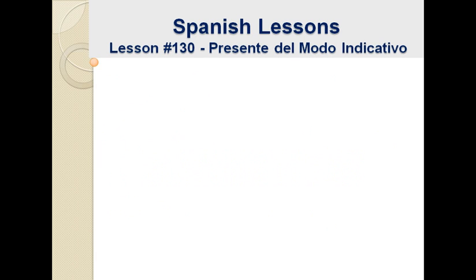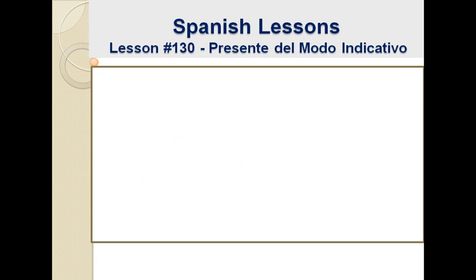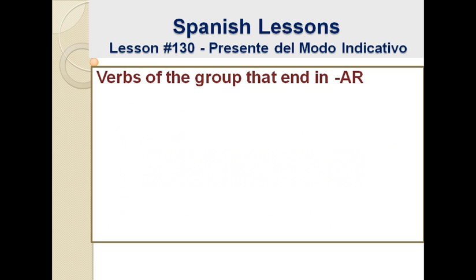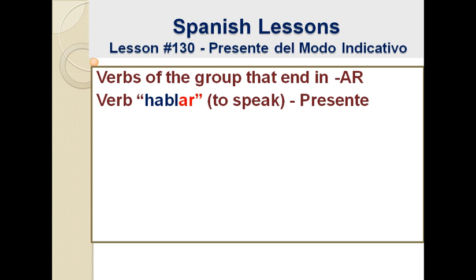So let's begin with the topic of our present lesson. We will see the simple present of the modo indicativo. We will learn modo indicativo presente, and we will begin with the group of verbs that end in ar, okay? Let's take, for example, the verb hablar. Hablar is an example of a verb that belongs to the group of verbs that end in ar, and it is a regular verb. That's why we'll use this as an example. Hablar means to speak.